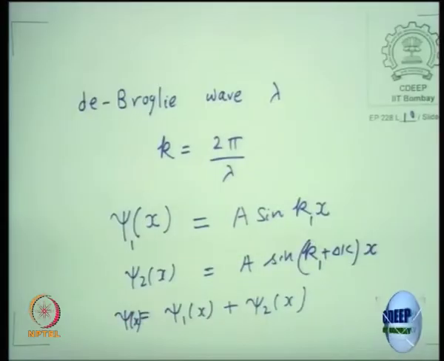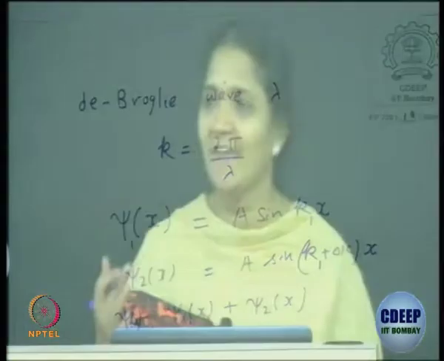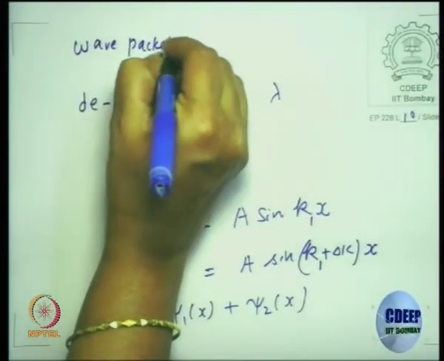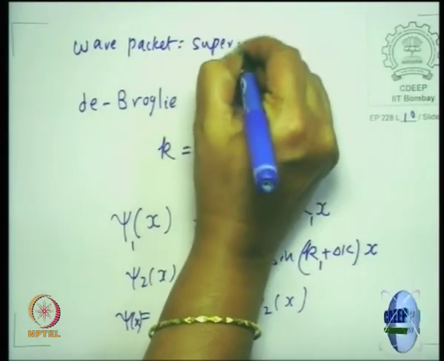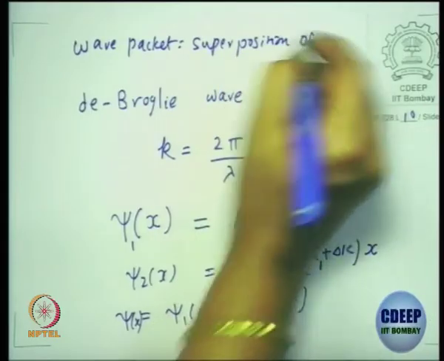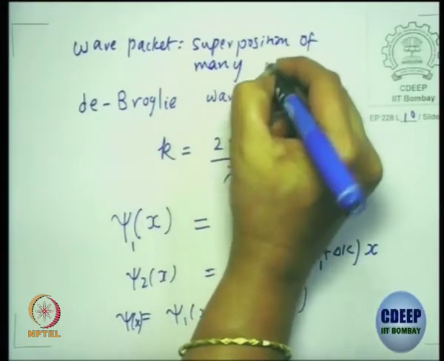If you superpose many of them, what is that called? The superposed wave function or the superposed wave. I have just done two of them, two de Broglie waves with definite wavelengths. But if I have many of them, so let us take k1 plus 2 delta k, k1 plus 3 delta k and so on, what are you supposed to get? Wave packet, right? A wave packet is a superposition of many de Broglie waves.